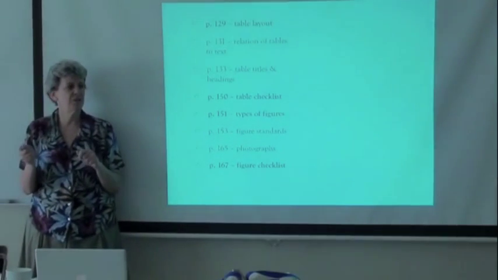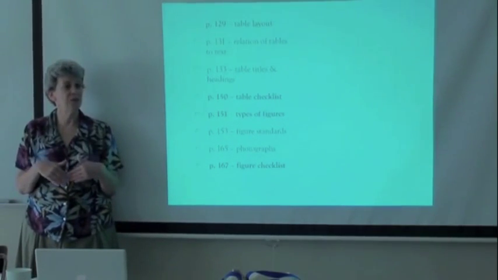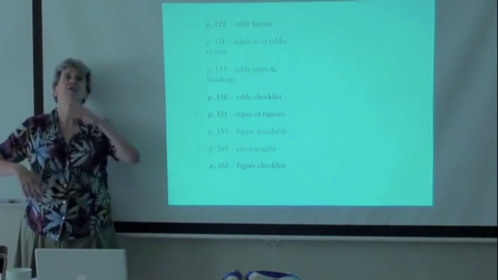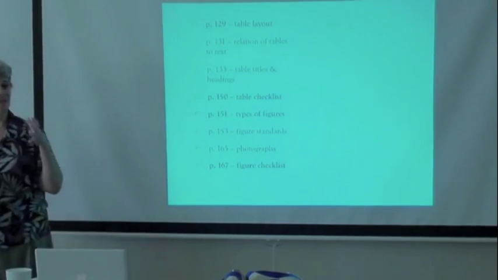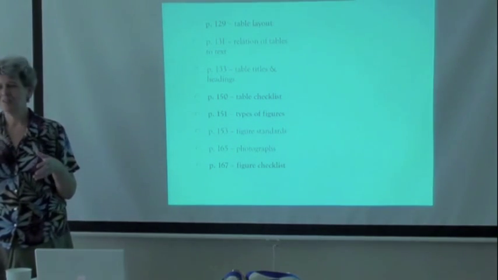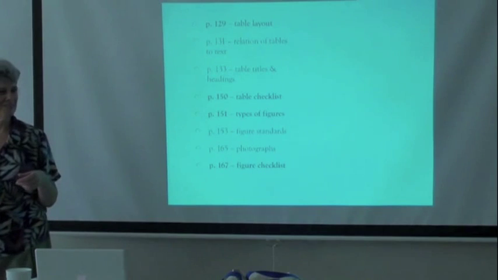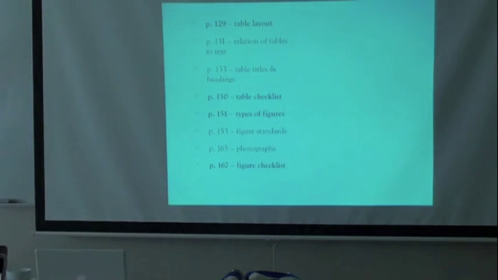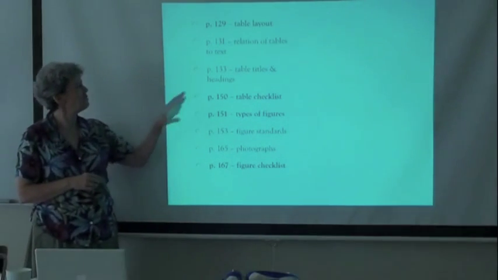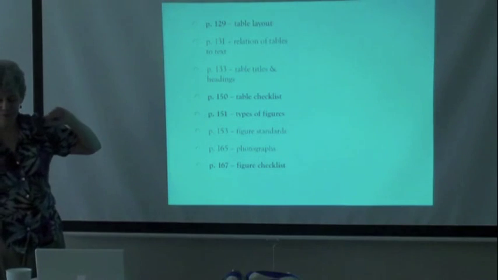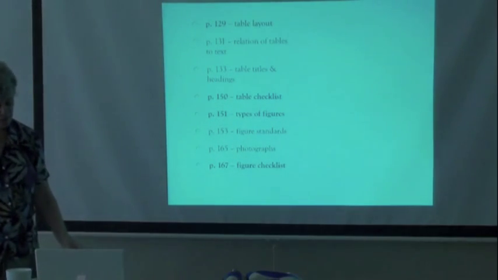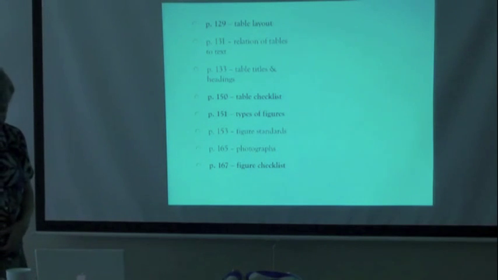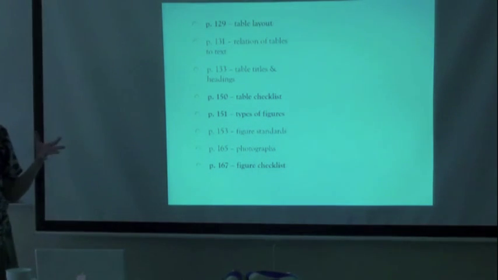Tables and text: in your paper, the table shouldn't just appear without something in your text that says, look at Table 3 for an example of how I cured something. Page 133 is how the headings go on the tables. Basically, each table needs a title, and headings above each column that explain it.